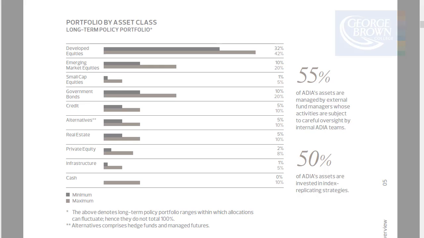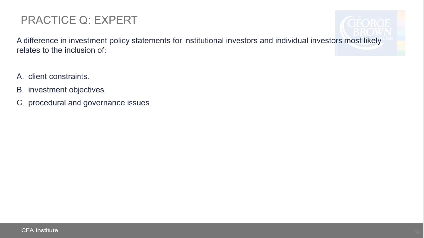I love this chart. It shows you the portfolio by asset class, and it shows you that 50% are in basically ETFs. So I'll do a quick practice question to check our understanding. It's from the learning ecosystem classified at the expert level. And the question is, a difference in investment policy statements for institutional investors and individual investors most likely relates to the inclusion of A, client constraints, B, investment objectives, or C, procedural and governance issues.